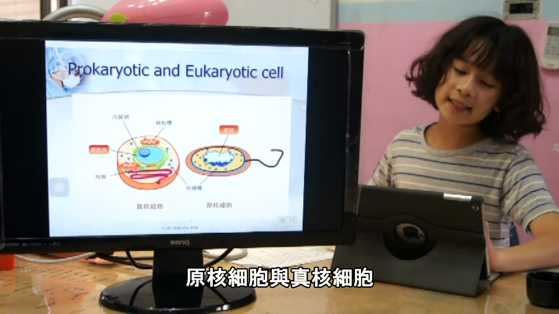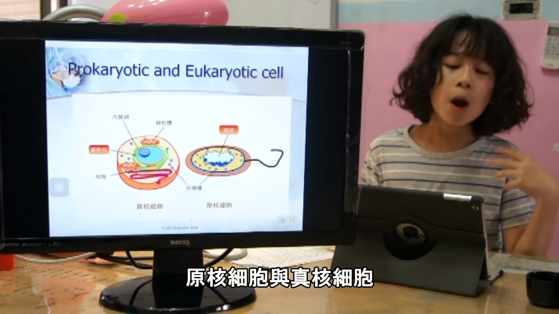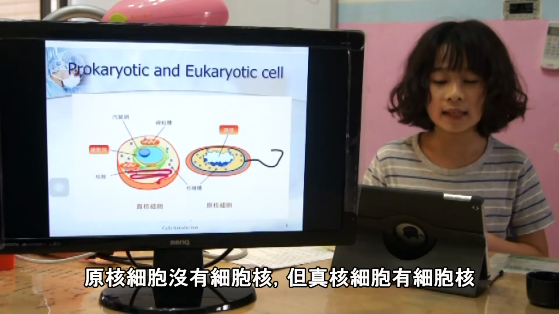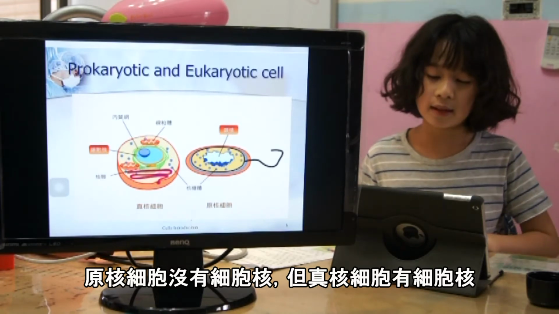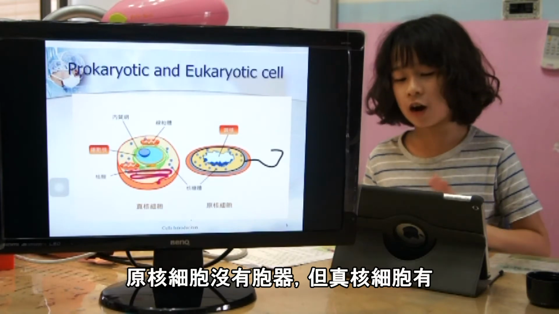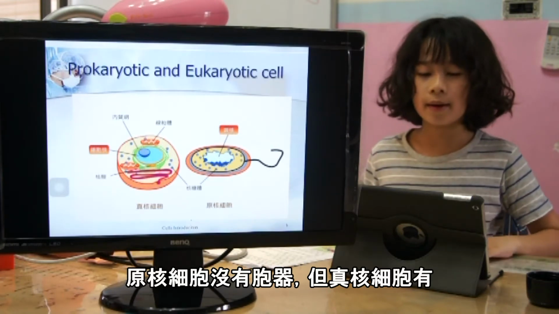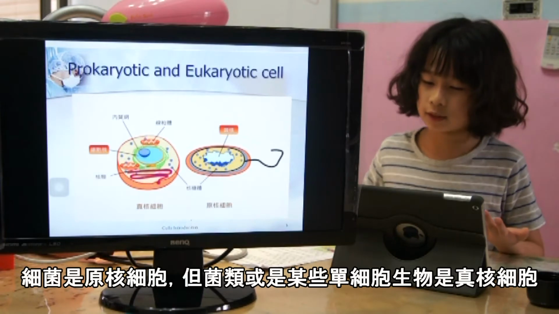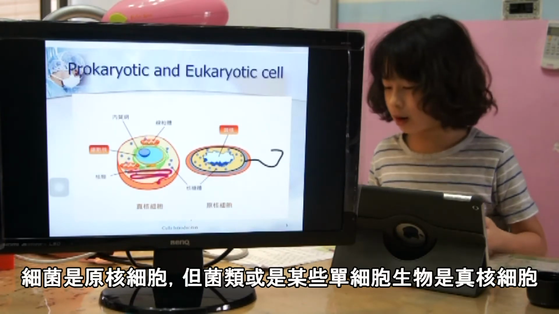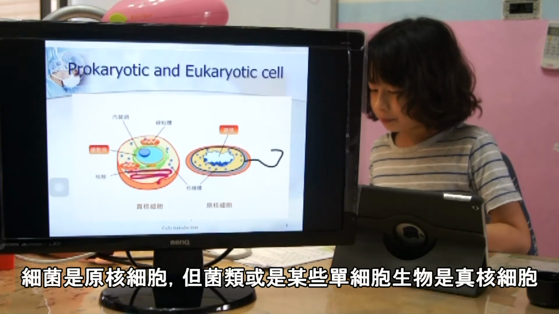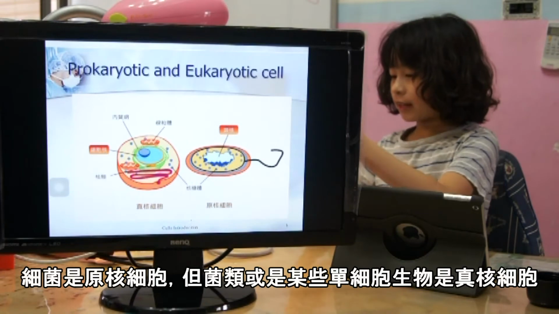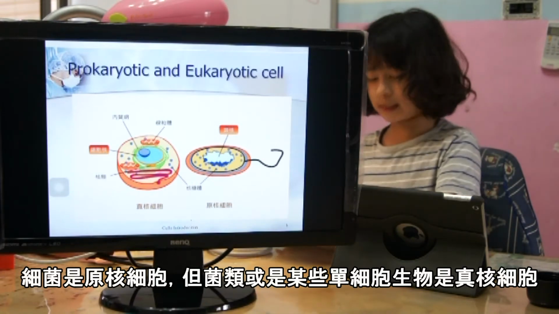Okay, prokaryotic and eukaryotic. Prokaryotic cells don't have a nucleus. Eukaryotic cells have a nucleus. And prokaryotic cells don't have organelles. Eukaryotic cells have organelles. Some prokaryotic cells are like bacteria, and eukaryotic cells are like fungi and protists.